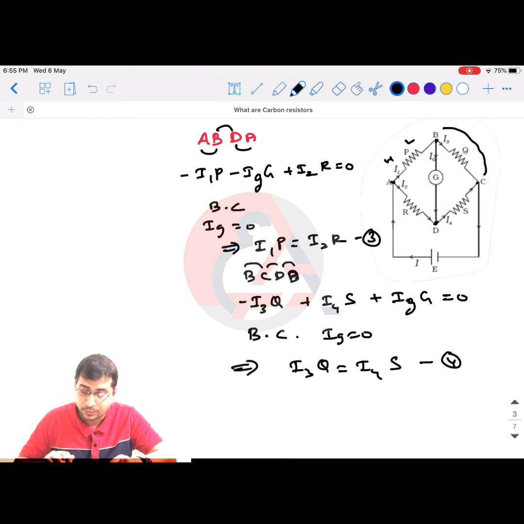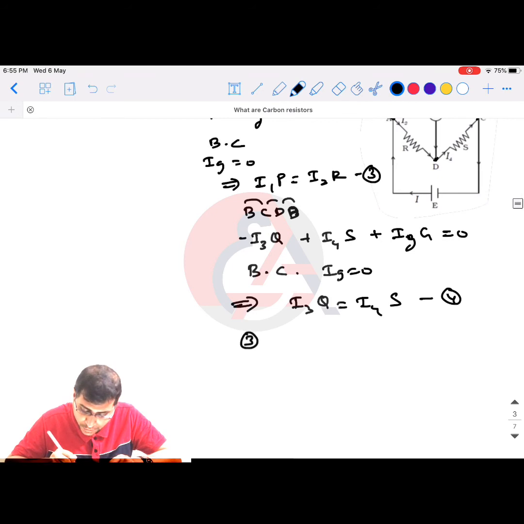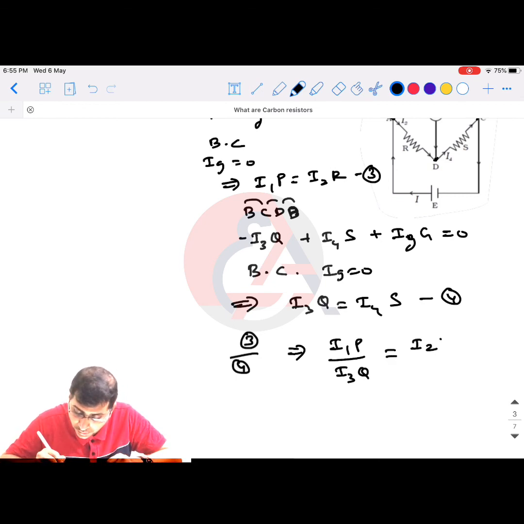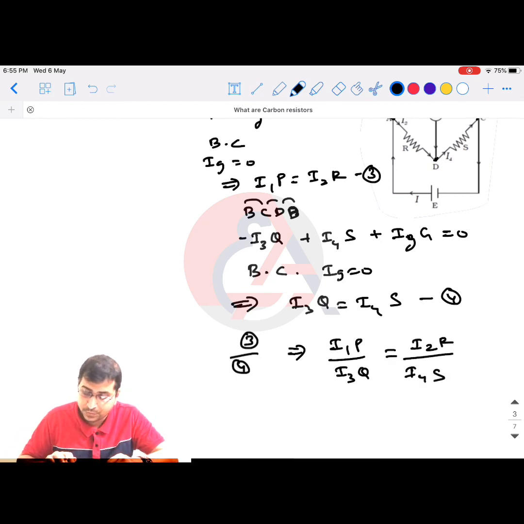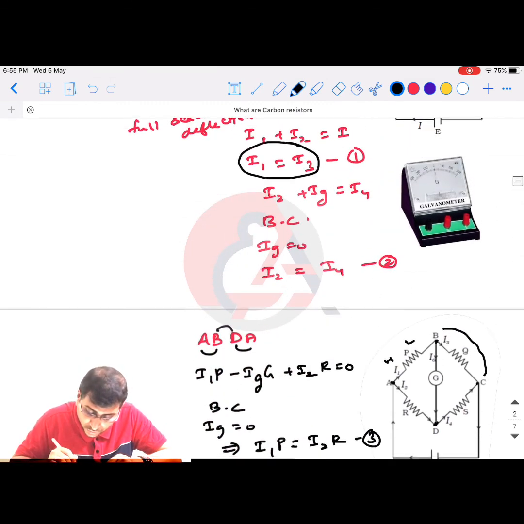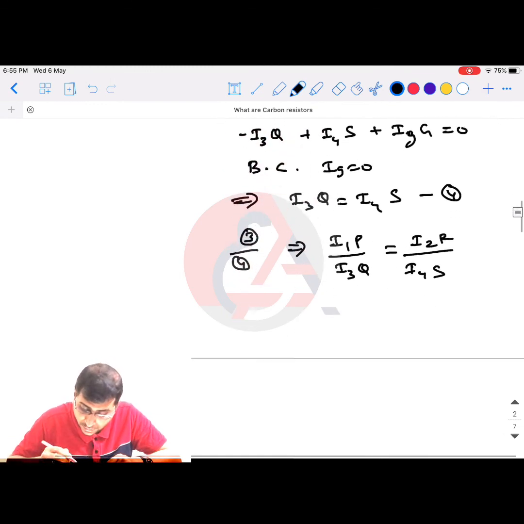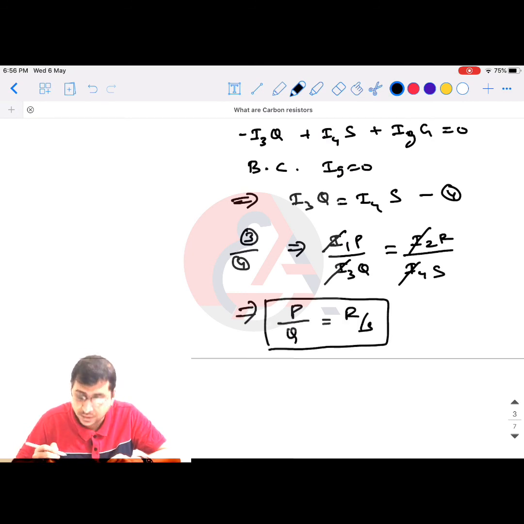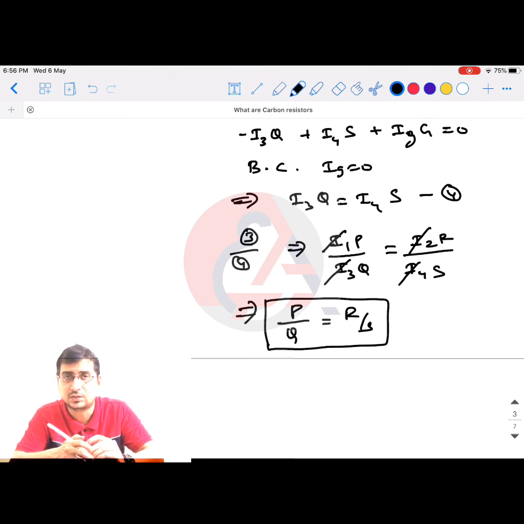Let this be 4. So dividing the third equation with the fourth equation, what do we get? We get I1P divided by I3Q is equal to I2R divided by I4 into S. But remember, I1 is equal to I3 and I2 is equal to I4. If that is the case, I1 and I3 will get cancelled, I2 and I4 will get cancelled. Then we will get P divided by Q is equal to R divided by S. So this is the mathematical condition which gives the relation between the resistances for the Wheatstone bridge in balanced condition.